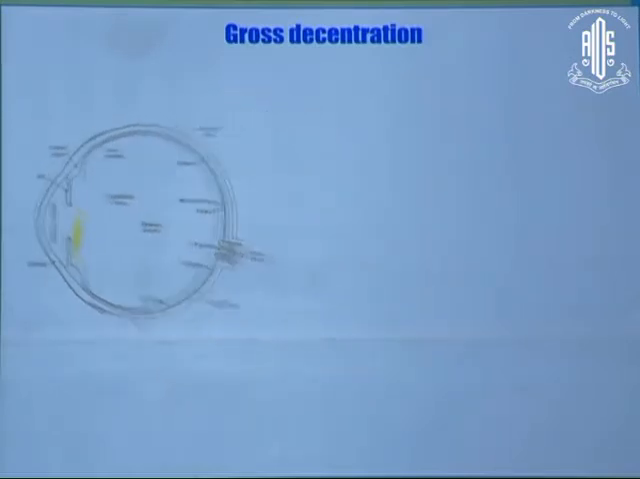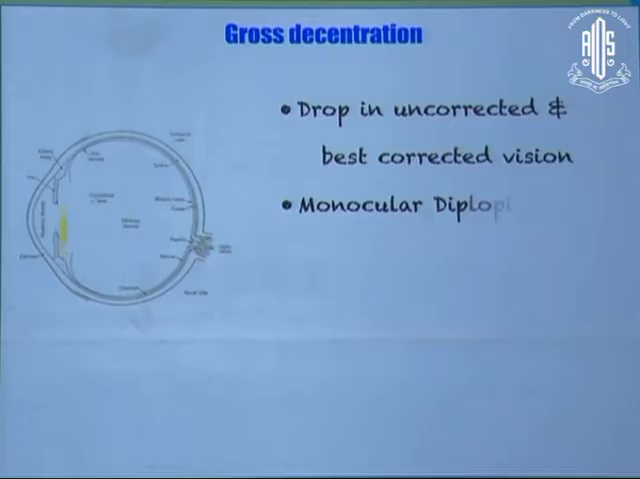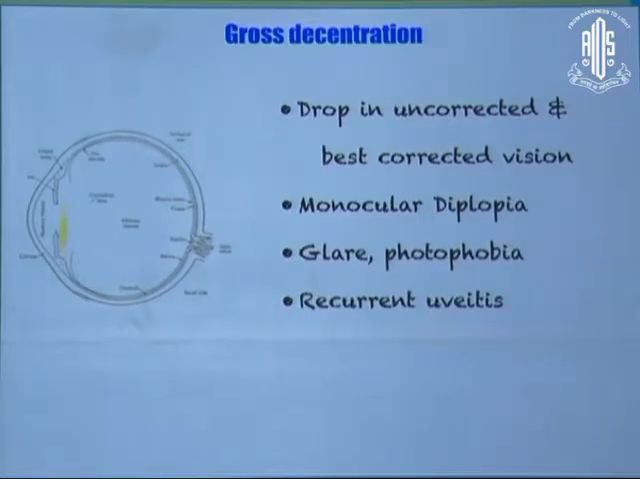In those cases where we have gross decentration, the picture is very clear because of so many symptoms that the patient presents with in terms of drop in uncorrected and best corrected visual acuity, monocular diplopia, glare, photophobia, and recurrent uveitis. The treatment is very clear. This patient will surely need repositioning.